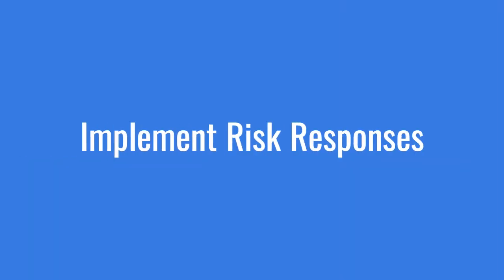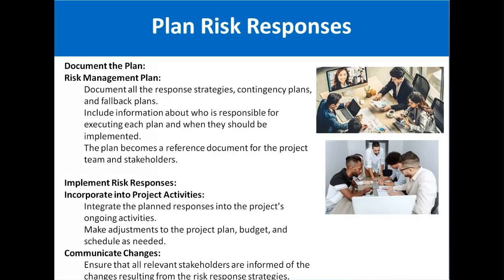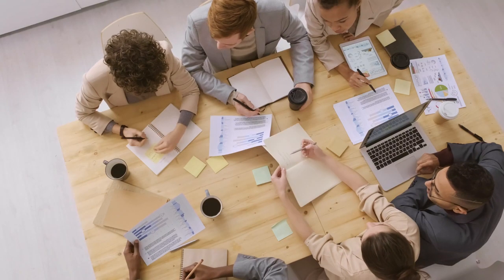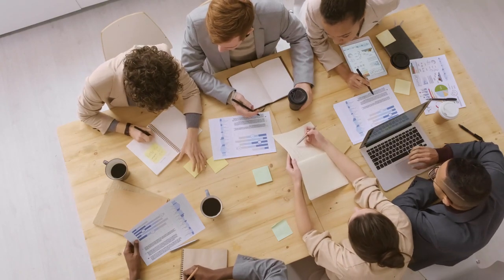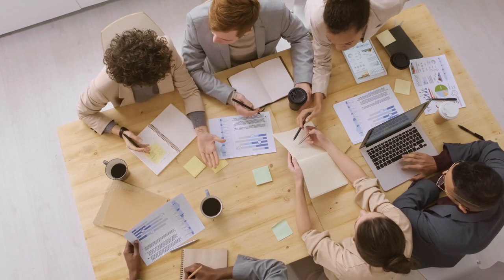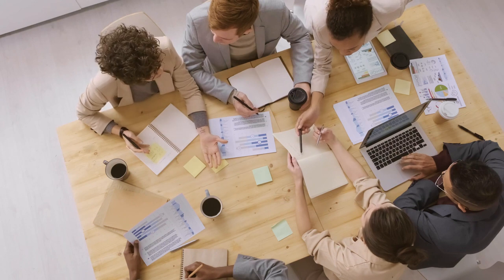Then implement risk responses. That means incorporate into project activities, so the responses whatever you have decided should be integrated in the project plan. Make adjustments to the project plan, budget or schedule if needed, and then communicate the changes to the relevant stakeholders as well, that what are the risk response strategies, what we will do if that particular risk occurs. So this is the communicate changes.